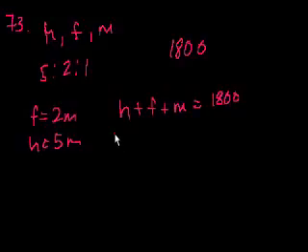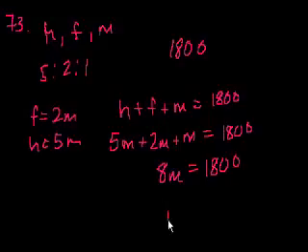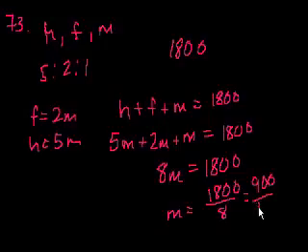So let's just substitute that in. 5 times miscellaneous plus 2 times miscellaneous plus miscellaneous is equal to 1,800. And let's see, 5 plus 2 is 7, plus 1 is 8. 8 times miscellaneous is equal to 1800. And so m is equal to 1800 over 8. That is equal to 900 over 4, which is equal to 450 over 2.